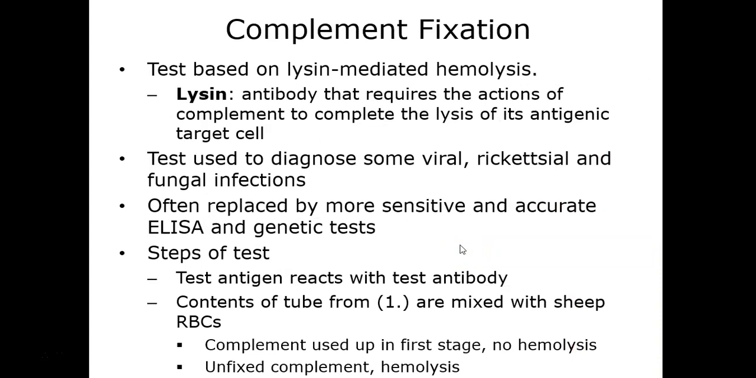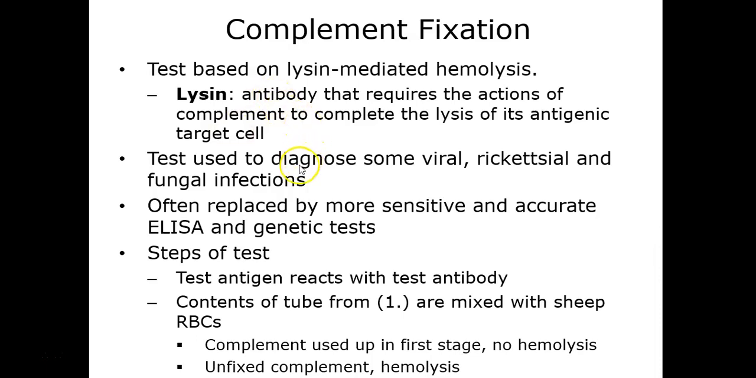We also talk about complement fixation, and this is a test that is done through hemolysis. So we're lysing open cells. Again, a lysin is an antibody that requires the lysis of that antigen cell before the reaction can occur. Basically, what happens is purified proteins are added to a tube containing the antigen and antibody complex. The antigen and antibody react first, and then we usually add sheep red blood cells to the mixture.